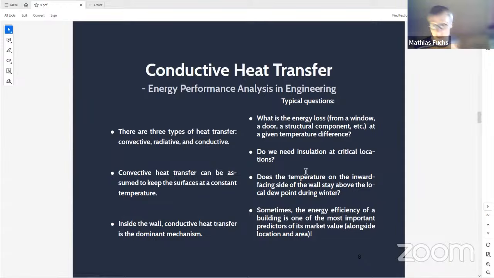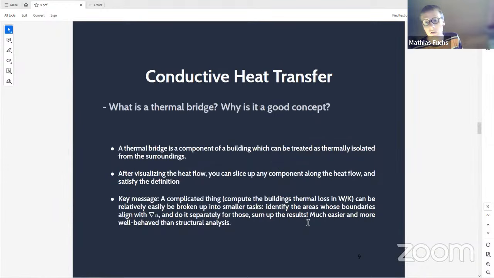Then there is the important question of how to avoid mold growth when there is water condensation, or even freezing, when a building component gets wet. And the dominant physical mechanism is conduction, as opposed to convection and radiation, at least inside the material. So let's post very conservative estimates for the boundary values, and then the dominant mechanism is going to be conduction. So why is this even doable?